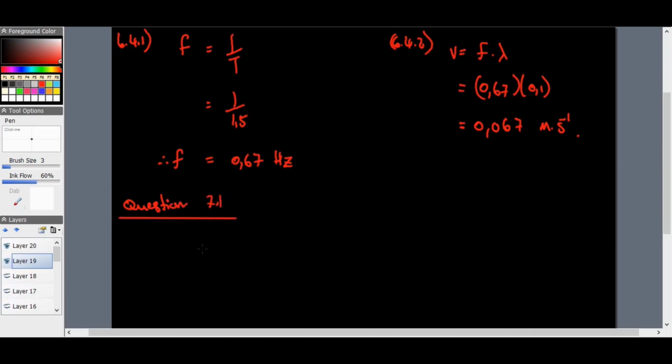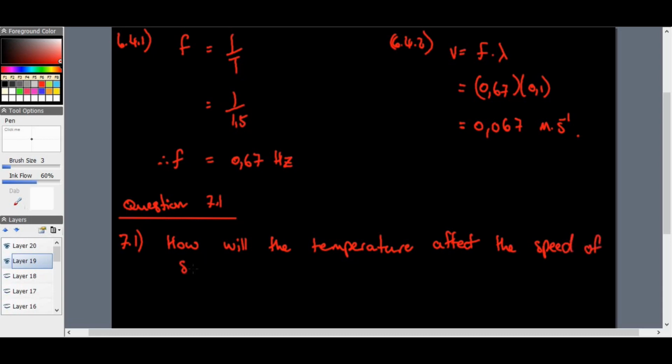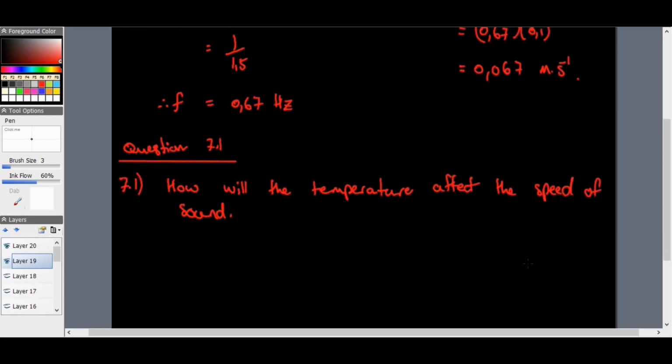another good, simple question that I would ask if I was doing this investigation: how will the temperature affect the speed of sound? Right, done. Okay, that's a good investigative question.